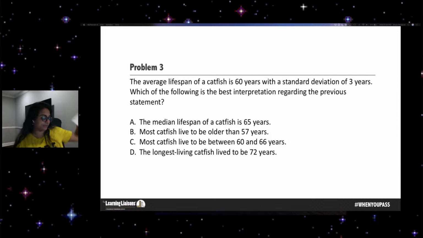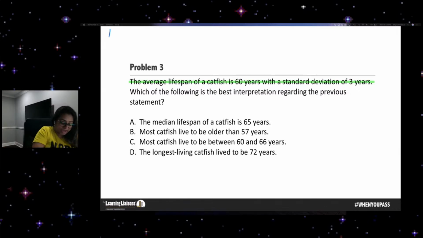All right, problem number 3. I do my little work, so I try to keep my papers together. So problem 3 says the average lifespan of a catfish is 60 years with a standard deviation of 3 years. And it says, which of the following is the best interpretation regarding the previous statement? So the statement here that I'm highlighting in green is the statement that we're using. So what do we know? We know that the average lifespan of a catfish is 60 years.